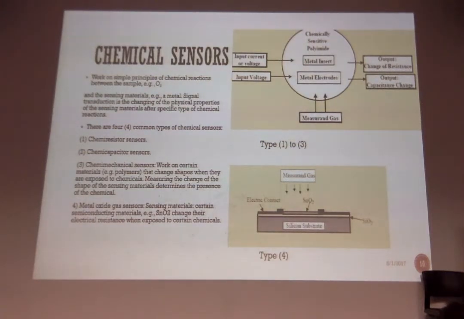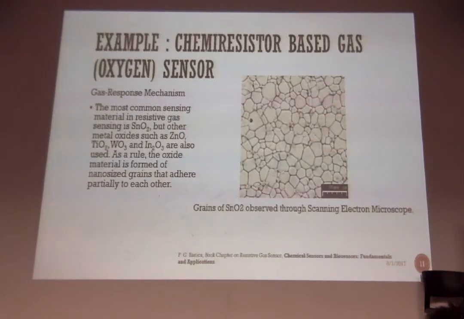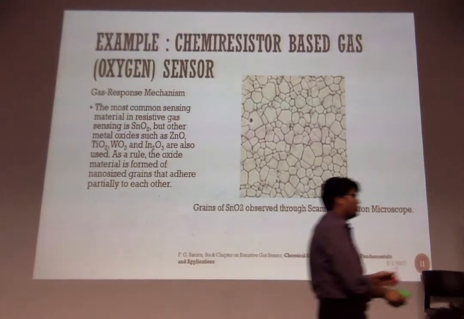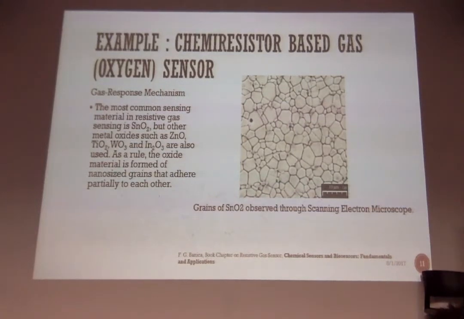When they react with the specific measured gases, they can change in resistance; we say that is a chemi-resistor. Or a change in capacitance, we say chemi-capacitors. And chemi-mechanical is, as I said, where the mechanical properties can change in the presence of gas. Okay, I'll come to that 4th one a little later. I want to go for an example which covers the 4th type and the 1st type. I'm going to go into a little detail on this.